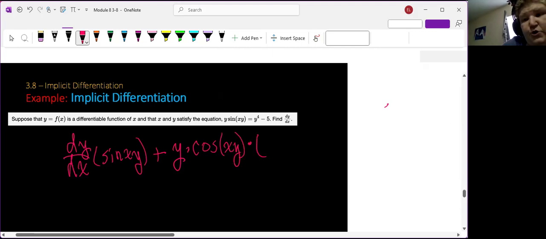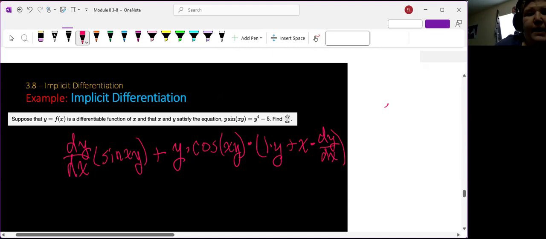Times, now we need the derivative of ugly. Since ugly is x times y, this produces another product rule. So I take the derivative of my x, which is 1, keep the second, plus I keep the x, and the derivative of y is 1 times dy dx. So all of that is the left side.